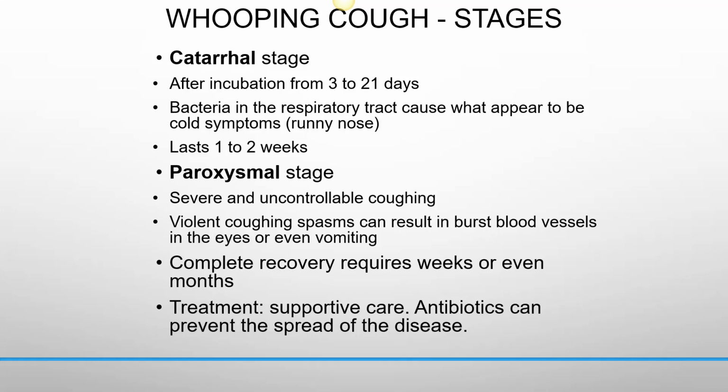Complete recovery requires weeks or even months. By the time you get to this stage, the bacteria is likely gone. So once you get to the proximal stage, there's really no bacteria there anymore. But what happened was the bacteria that were there before you got to this stage have damaged all the cilia. So it takes weeks and weeks and weeks for you to be able to repair the cilia to brush the debris out of the lungs. But with damaged cilia, the debris stays in the lungs, and then you get a lot of that urge to cough and excessive coughing, which again results in vomiting in most cases.